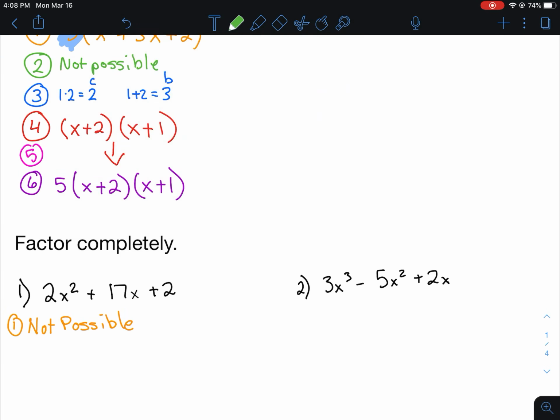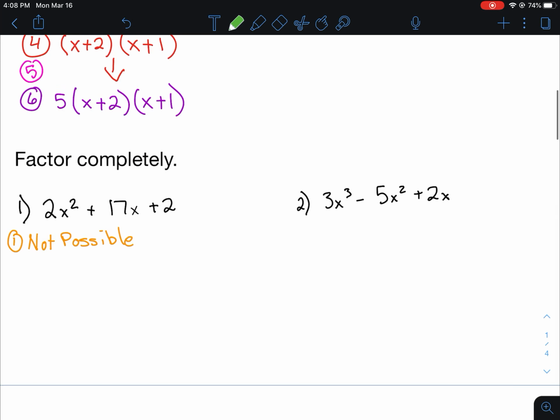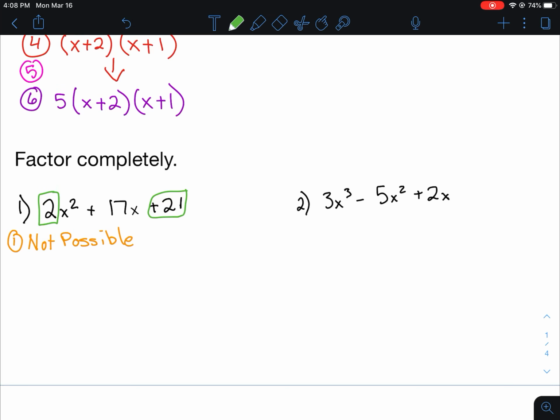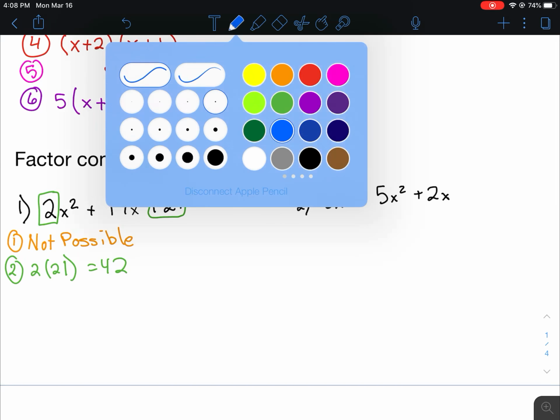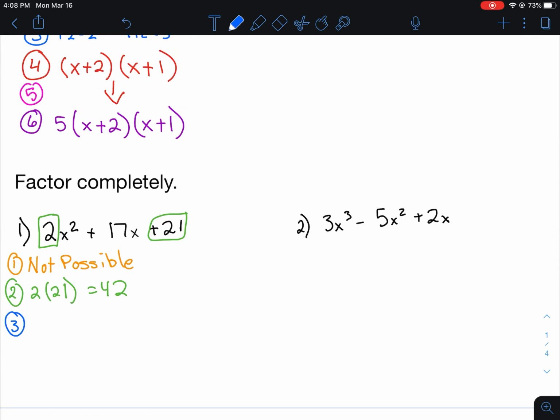The next one says that you are going to multiply a by c if a is not 1. Okay, well, a is not 1, so it is actually 2. So I am going to multiply, and I am sorry, there should be a 1 here. It should have been 21. And I'm going to multiply this by 21. So step 2, I'm going to take 2 and multiply it by 21, and I end up getting 42 as my value. The next step says to figure out factors of that new value of 42 that end up adding up to 17.